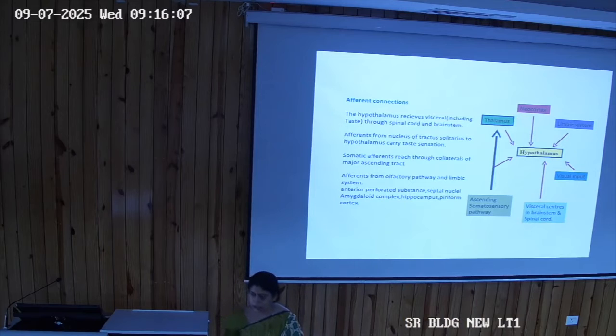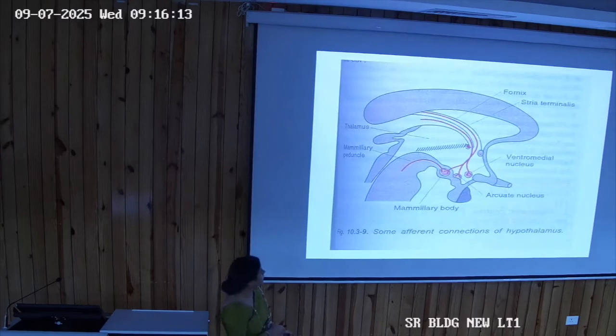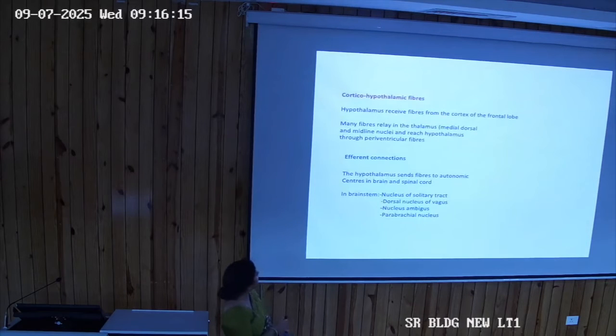Question. Please read the questions carefully. What are we asking? These are the names of the different connections of the fibers. The hypothalamus receives fiber from the cortex of the frontal lobe. Efferent connections: they send fibers to the autonomic center in brain and spinal cord.